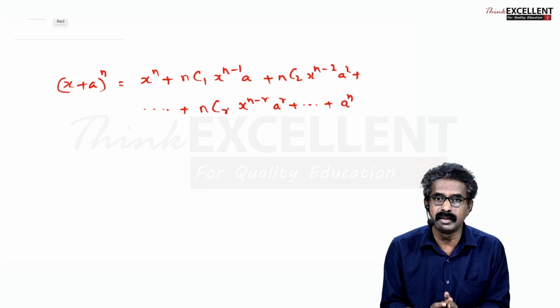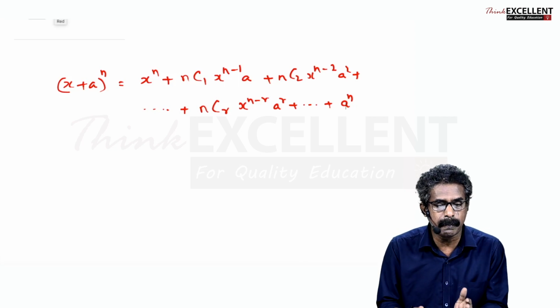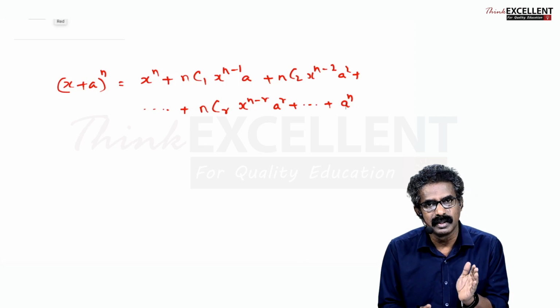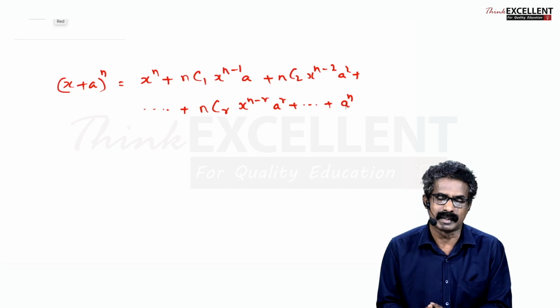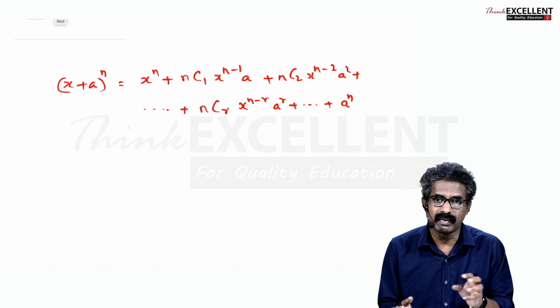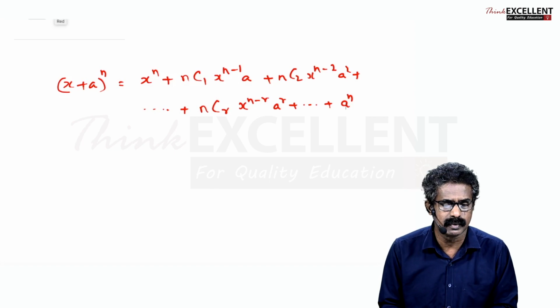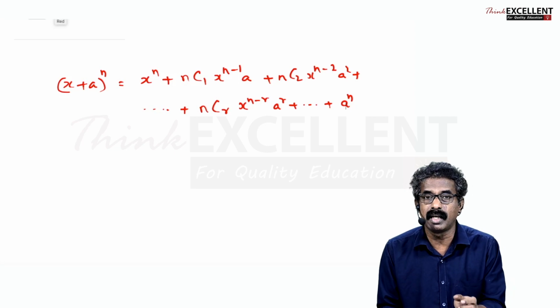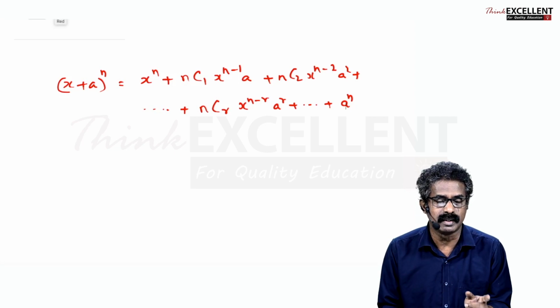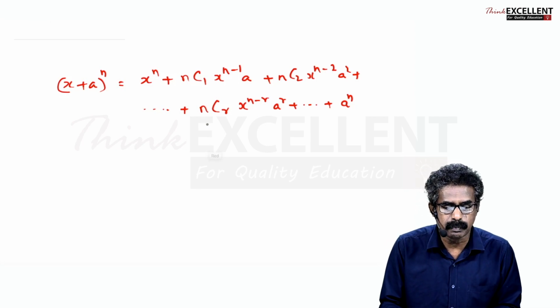So how to remember? That I explained. X power, first your maximum, then gradually decrease. A power, first nothing, right? 0, then 1, 2, 3, then the maximum. Then nC0, nC1, etc. Finally nCn. First and last, it is 1, so we are not writing that. Even if you write, nothing wrong in that. If minus comes in the middle, alternate terms, you put plus minus. Then the expansion contains n plus 1 terms, right? Then this is the (r+1)th term.